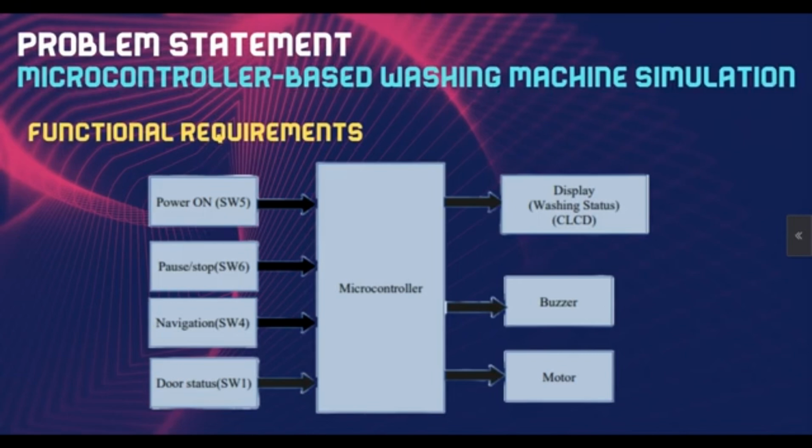These are the functional requirements of the microcontroller in our project. We are using switch 5 to power on the washing machine and switch 6 to start or stop the washing machine. We are using switch 4 to navigate through the options, and we are using switch 1 to open or close the door. Switch 5, switch 6, switch 4, and switch 1 are the inputs to the microcontroller. The microcontroller does some processing and gives the output using the CLCD, that is the display interface, and the buzzer and motor.